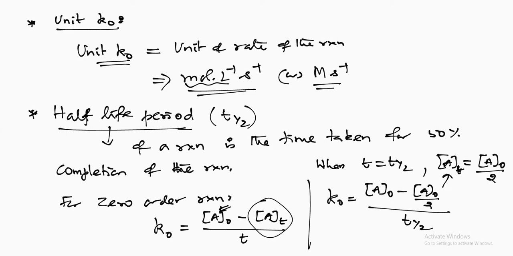Therefore, I'll write here itself. See, the numerator we have A naught minus A naught by 2. If we subtract, I'll get A naught by 2. So we can write this as A naught by 2 into t half. Now I'll bring the t half to the left hand side. I'll just make a small rearrangement here. So t half for a zero order reaction equals the initial concentration of the reactant divided by 2 into k naught.